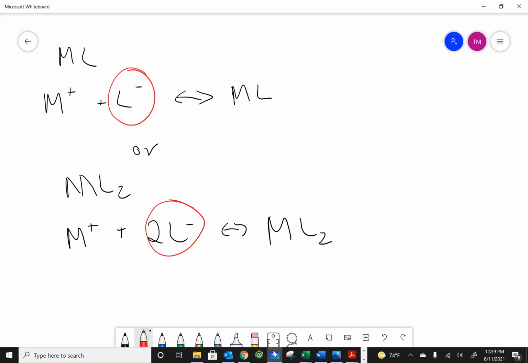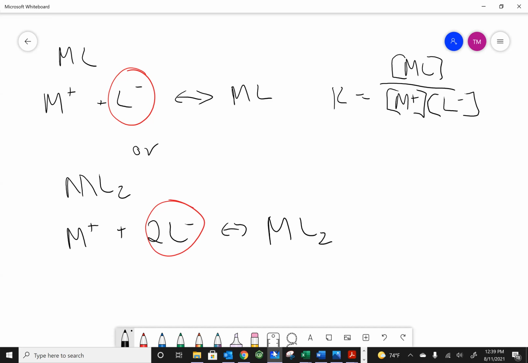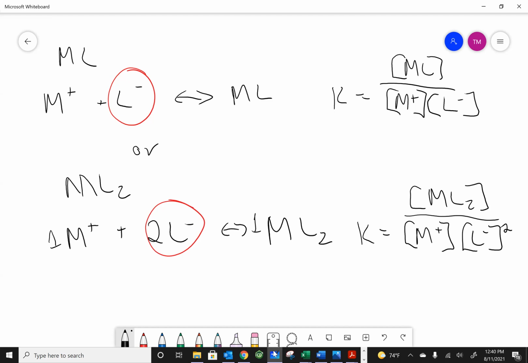This is important because that means our K is going to be different. Our K for the ML would be K equals the concentration of ML over the concentration of M plus times the concentration of L minus. That's pretty straightforward. But what about the ML2? K for that is going to be the concentration of ML2, remember, this is all at equilibrium, over the concentration of M plus. You can think of this as having 1 in front of it. But the L minus, we have to square that concentration. So the difference is going to be here.